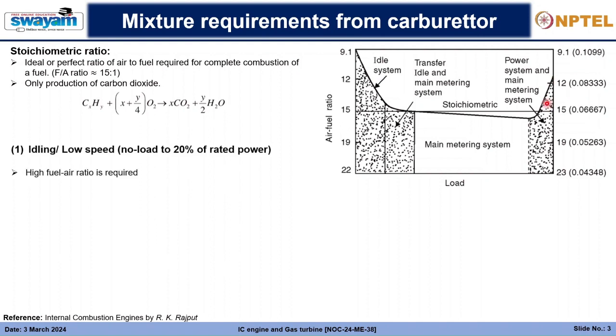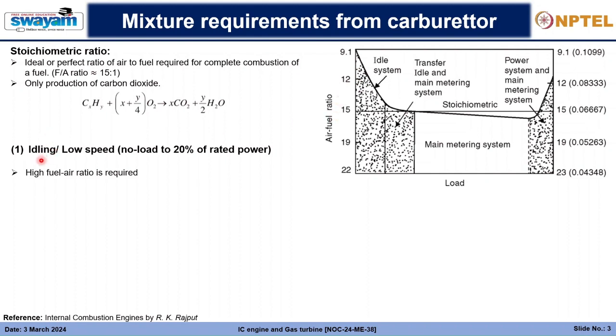So first is idling or low speed or no load to 20% rated power. So this is no load, when load is zero, or the system is just standing in its position, but we need barely that amount of fuel which barely keeps the engine running. Okay, so for that, a high fuel to air ratio is required, as you can see here. Air fuel ratio is quite low, or the fuel air ratio is quite high.